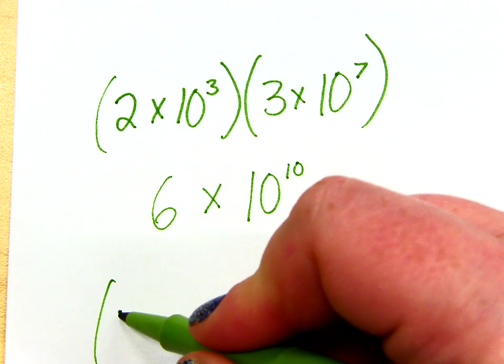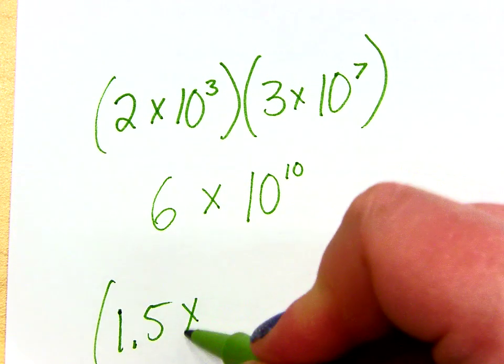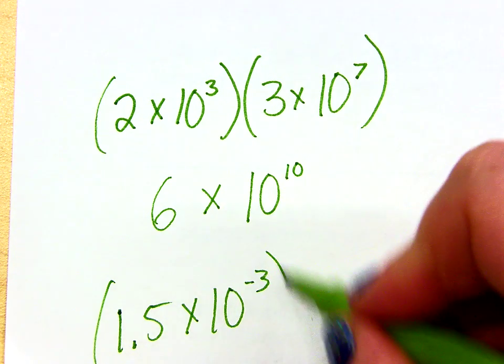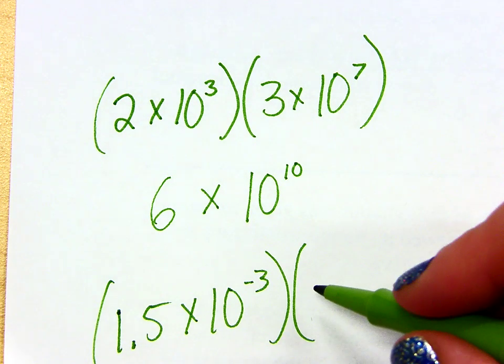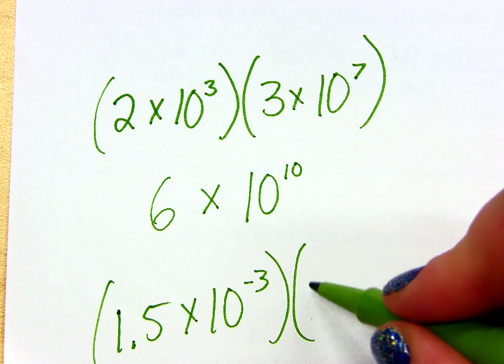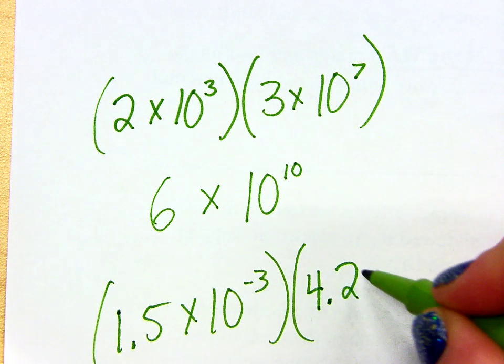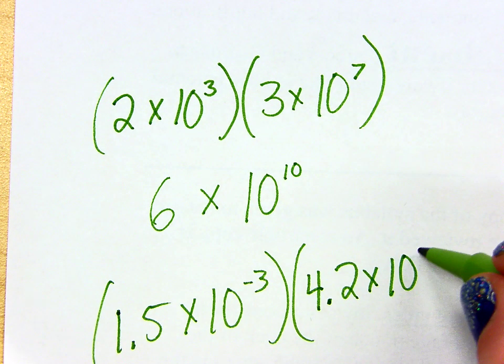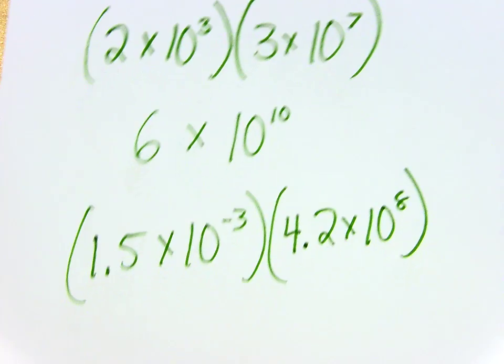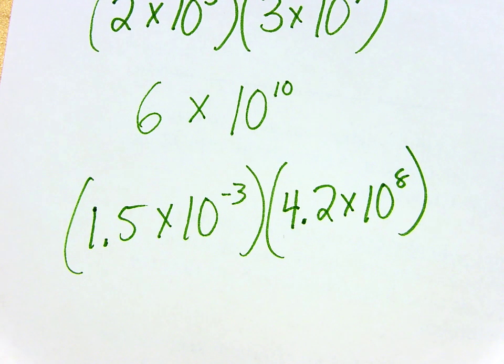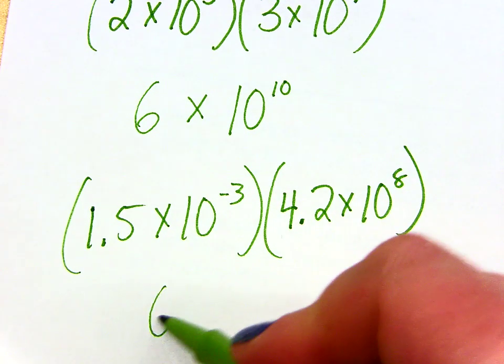Let's try, how about 1.5 times 10 to the negative third times 4.2 times 10 to the 8th. You're welcome to use a calculator on these. The first thing I would do is multiply my two numbers together. So, 1.5 times 4.2. That gets me 6.3.